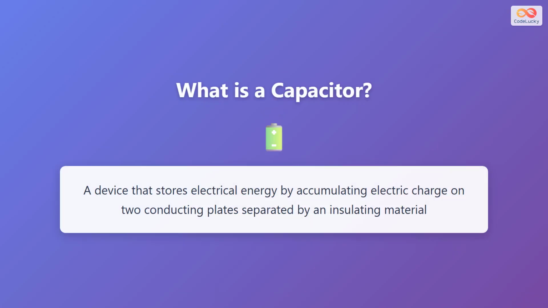A capacitor is a device that stores electrical energy by accumulating electric charge on two conducting plates separated by an insulating material. Think of it as a temporary battery that can quickly store and release electrical energy. The two plates hold opposite charges, creating an electric field between them.